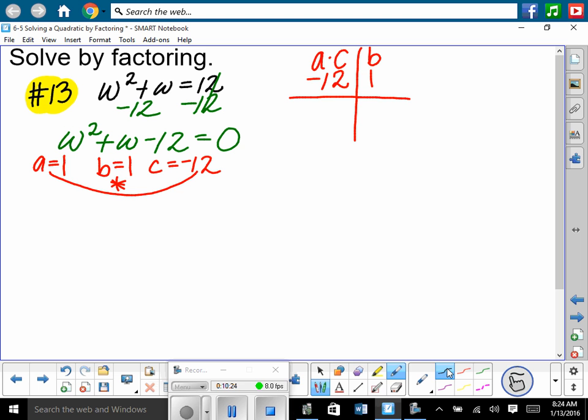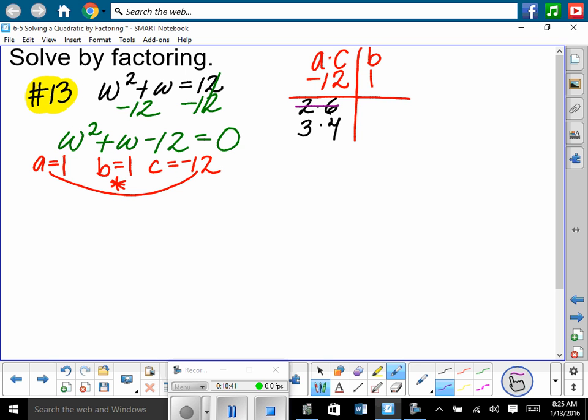Okay, so what multiplies to be 12? 2 times 6, 3 times 4. Okay, let's figure out which ones would add up to be positive 1. Could 2 and 6 ever? No. No matter what, it couldn't. 3 and 4? Yes. It needs to be positive 1, so the negative needs to be with 3 or 4.